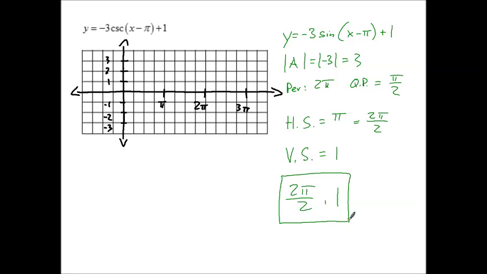And 2 pi over 2 is nothing other than pi itself. Up 1, that is going to be our initial point. You have noticed that I have labeled the y-axis slightly differently, and that is just so we have a chance to see both ends of the cosecant function.